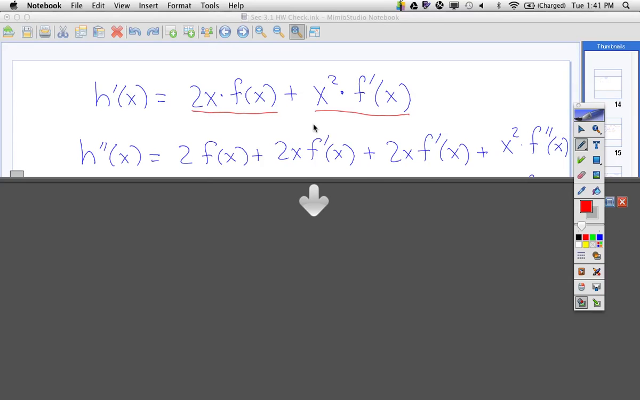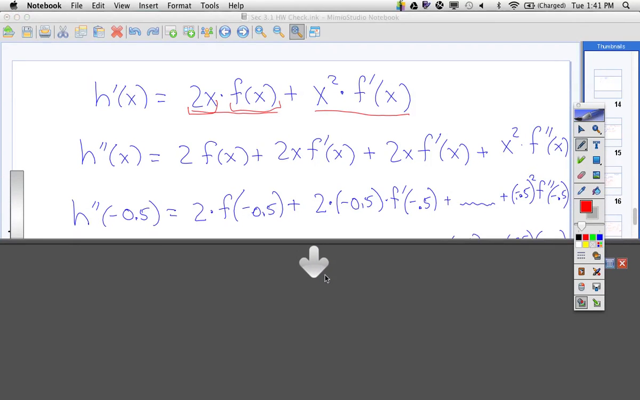Anytime you have a constant like that, just group it with one of the functions and treat that as one function. So the 2x I'm treating as one function. You'll see as we go through this how that is helpful in doing these. So I'm grouping this as that's my u and that's my v right there. All right, so anyway, the 2x, leave it alone, f prime, and we go through this. Now, we want to know at negative 0.5. So at negative 0.5, we're going to plug that in for x.